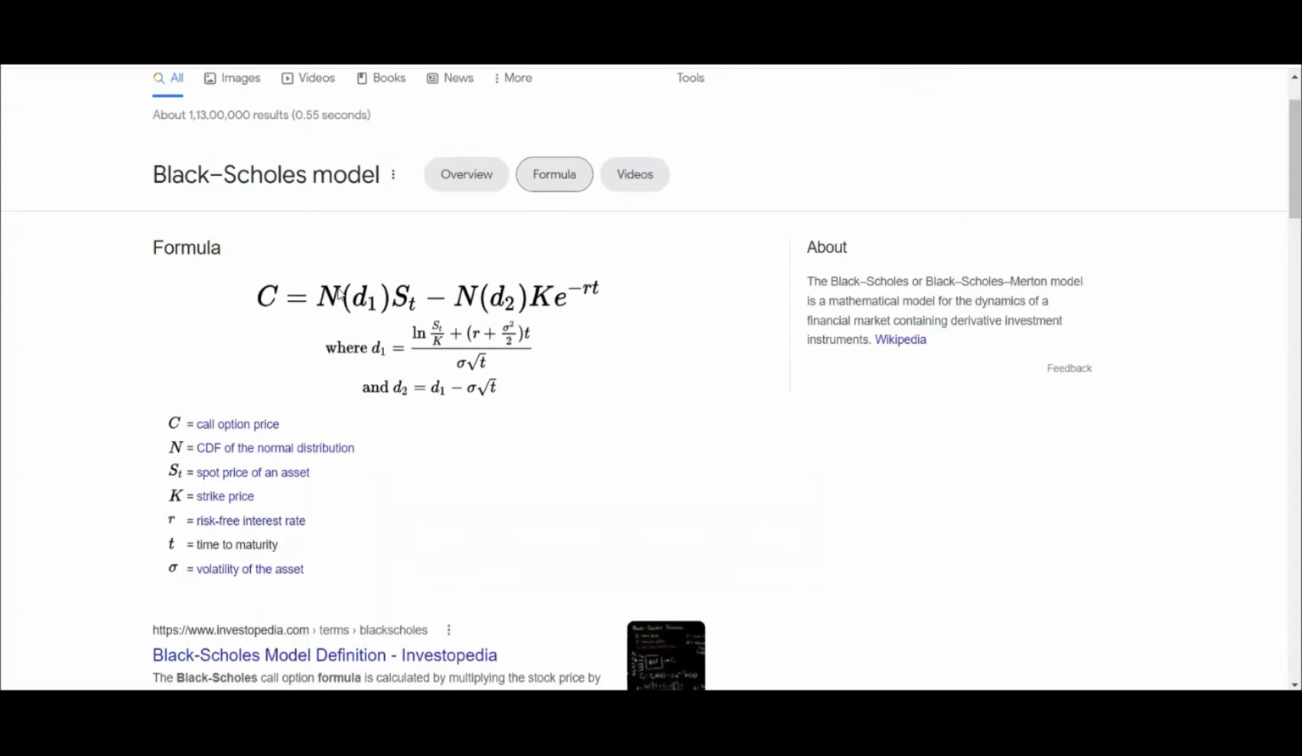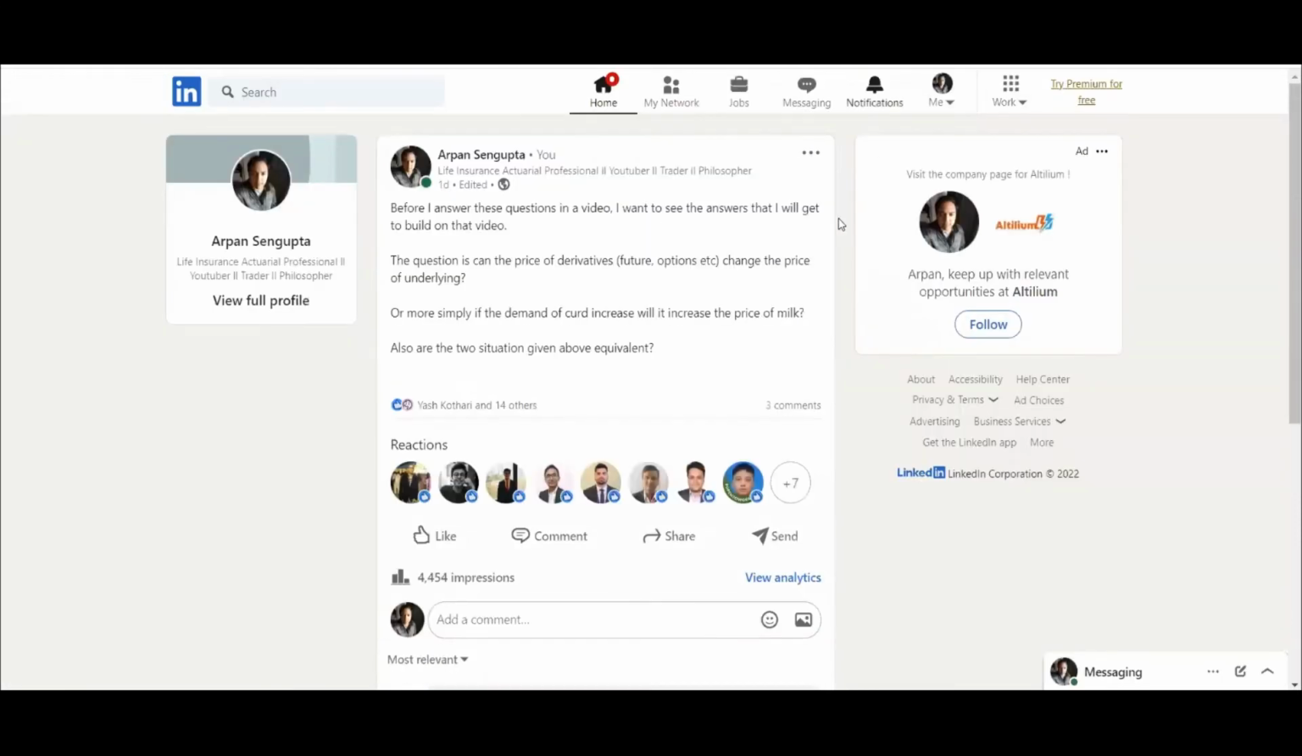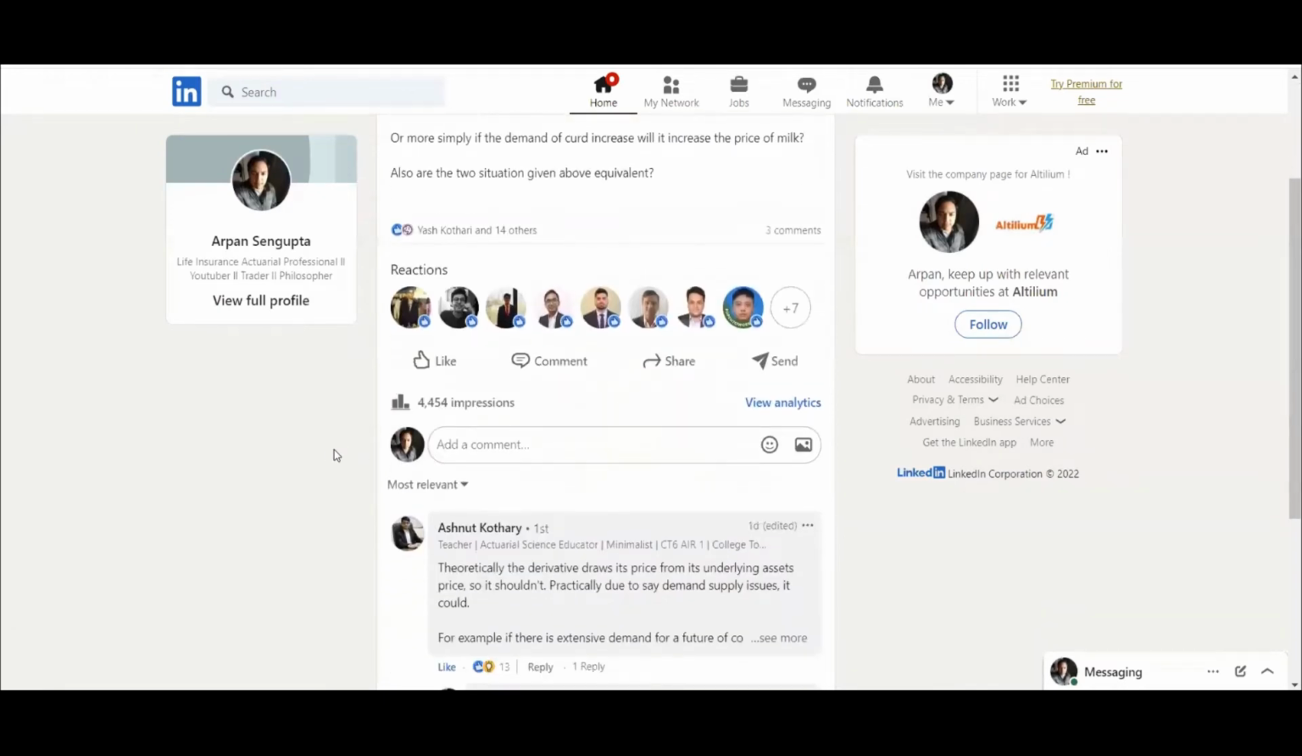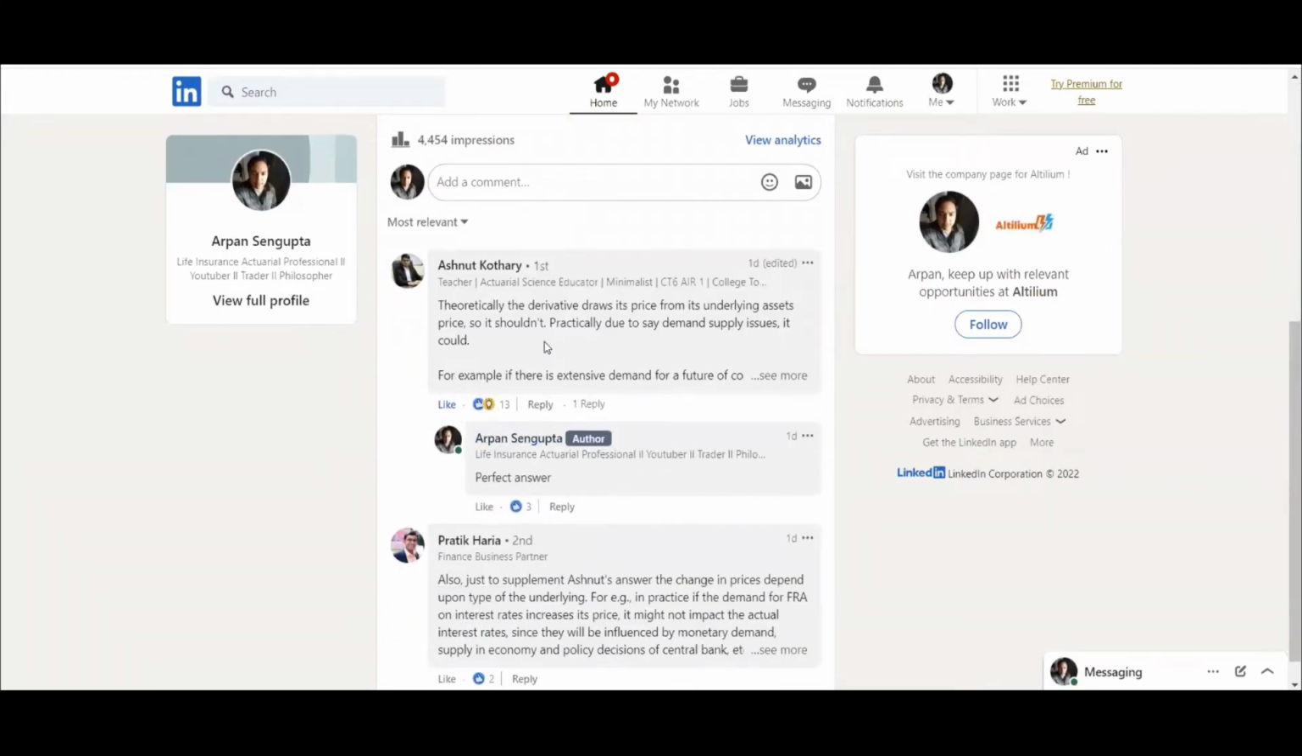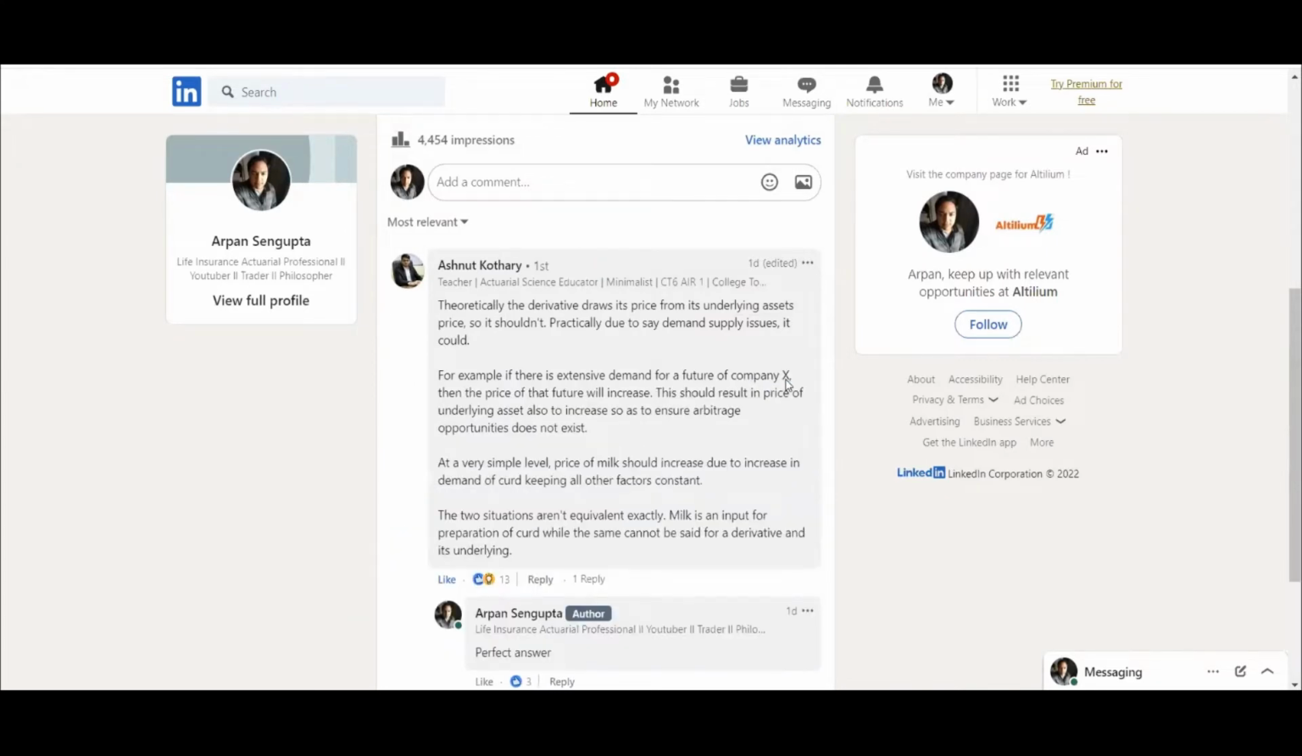So first of all, point number one: can a derivative move the price of the underlying, or can a derivative move the price of the spot? And also one more thing that I forgot to mention was this question is answered very well by Ashnut once again. This is the second time that Ashnut has answered something. Last time it was a poll related to trolling, and he has beautifully presented his thoughts. And yeah, I appreciate Ashnut for doing this.